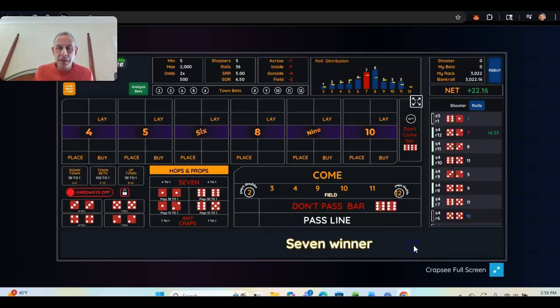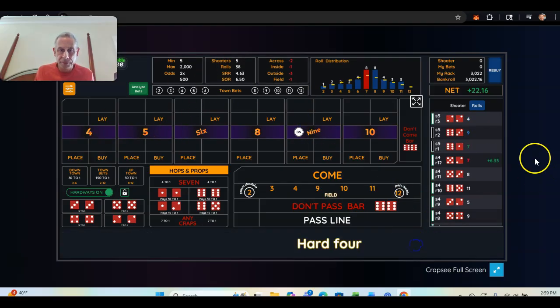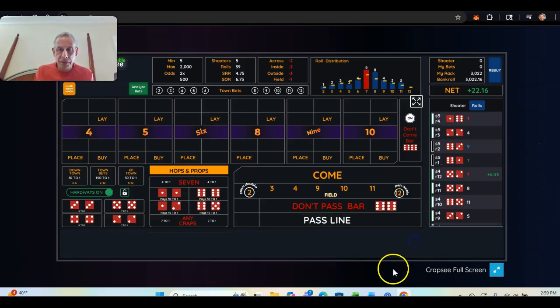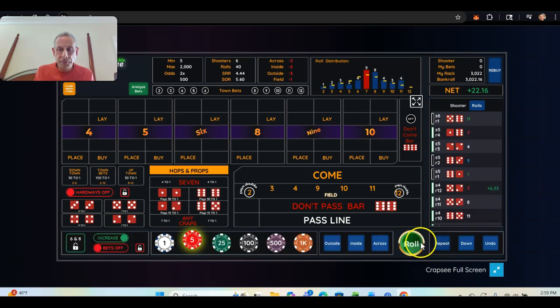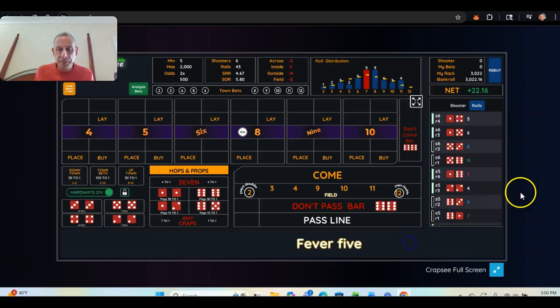7 winner. All right. Nina 9. And again, you can do the bounce with the 4 and the 9 instead of the 5 and the 10 if you wanted to. Hard 4. 7 out. All right. Nothing yet. Yo 11. Easy 8. 6 easy. Everything but the 5 and 10. Fever 5. There it is.